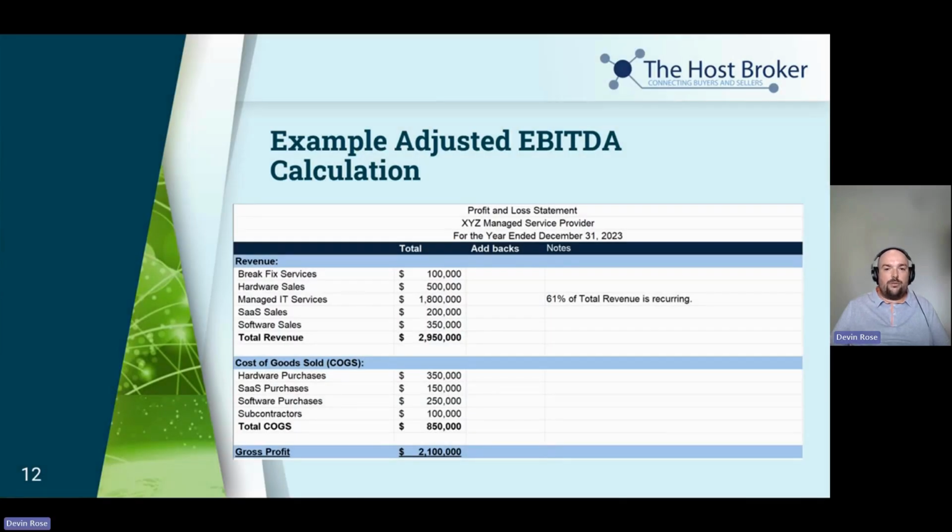So now I would like to go through an example of a fictional MSP's profit and loss statement. I created these numbers with a little help from ChatGPT, but this is a totally fictional example. And I'm just going to switch over to my Excel sheet here. So just give me one moment.